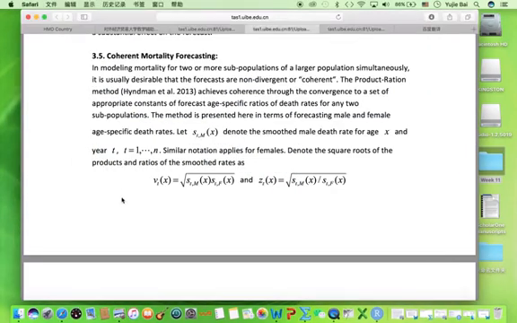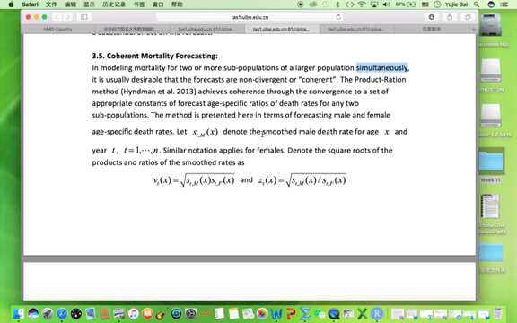The next forecasting method is called coherent mortality forecasting. This method is about modeling mortality for two or more subpopulations of a larger population simultaneously. For example, in our case study, we have two subpopulations. One is male, the other is female.